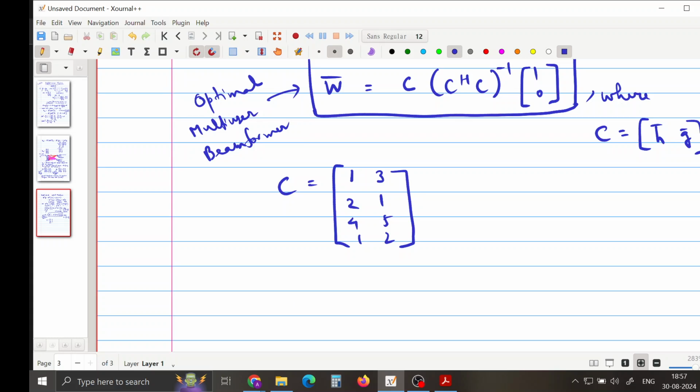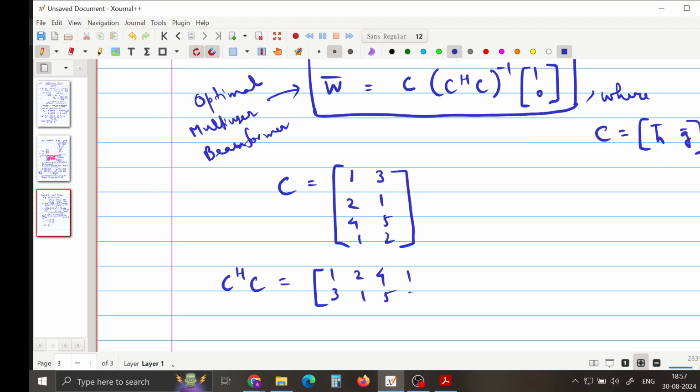And all we need to do now is just solve for W bar. That's it. So let's do it part by part. C Hermitian C is something which we need to find first, and then take its inverse. C Hermitian C is the same as C transpose C because it's a real matrix in this case. So how do you find this?